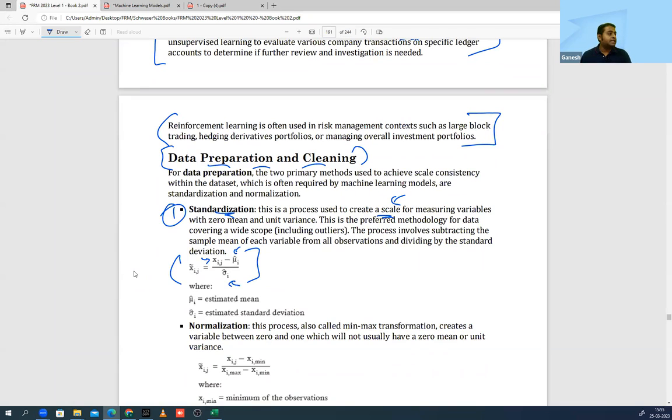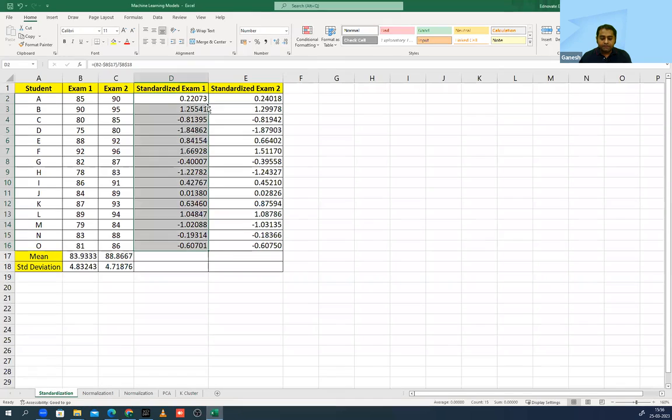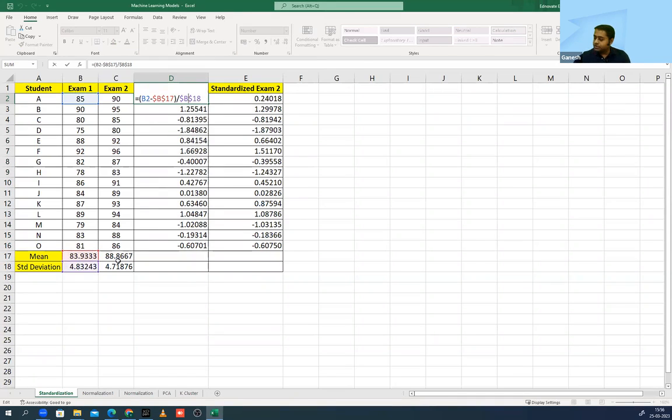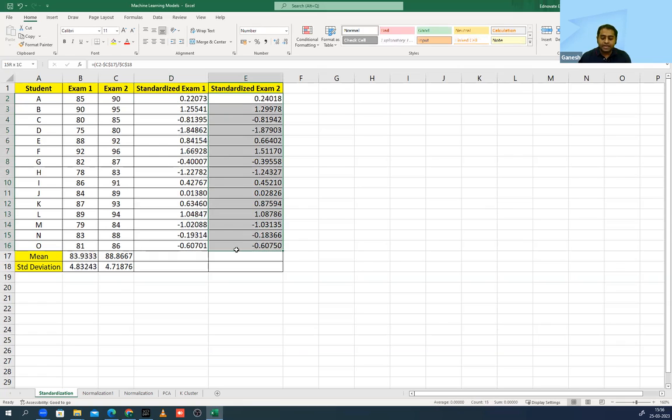And do you realize this is something similar to what we were also doing with the z value? What was the z value? X minus mu. That was also called standardization. Same process, but we are doing it on huge data points. So how do we calculate? I have created B2, which is this 85 minus my average 83 divided by 4.83. This is a standardization process, right? And I have done it for all the data points, and I can do it for the second section also.